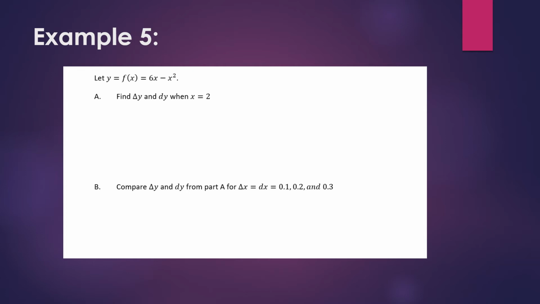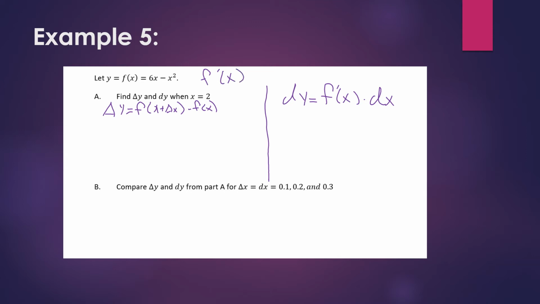So delta y, we know that delta y equals f of x plus delta x minus f of x. And on this right-hand side, we know that dy equals f prime of x times dx. So let's go ahead and do the dy first because this is really fast. We know that the derivative of f is going to be 6 minus 2x. So dy is going to be (6 minus 2x) dx.